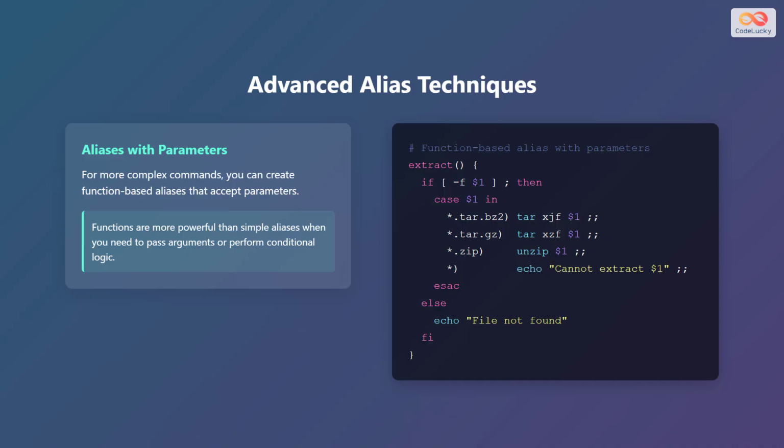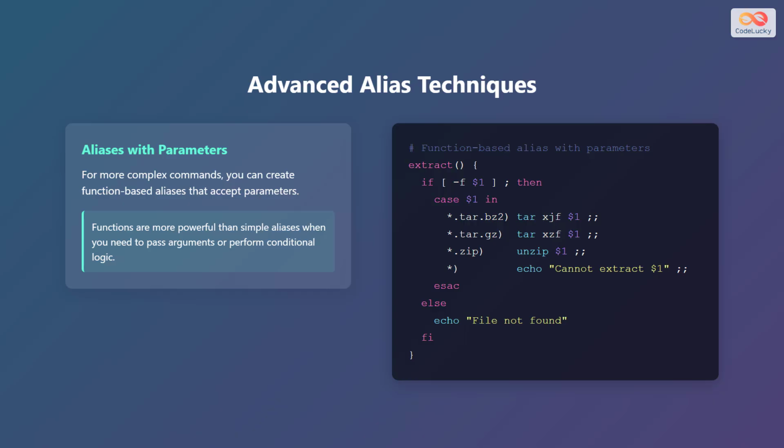For example, to create an extract function, extract() followed by an open curly bracket. Inside the curly brackets, add an if statement: if [ -f $1 ] ; then. Then add a case statement: case $1 in.